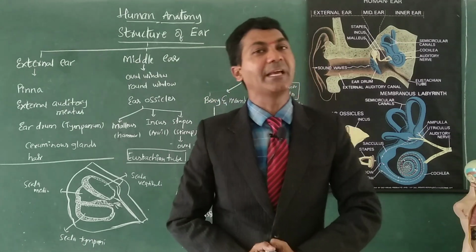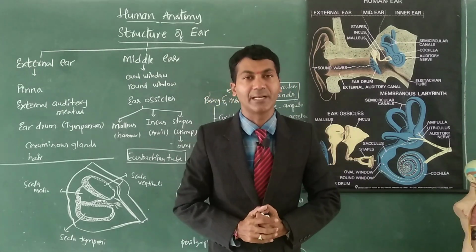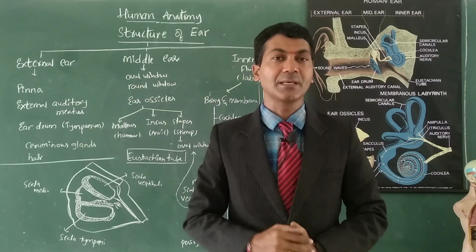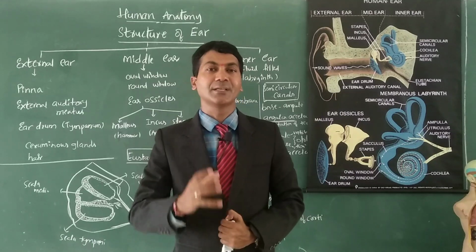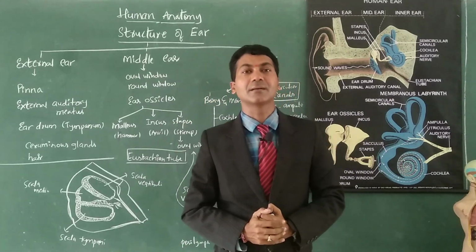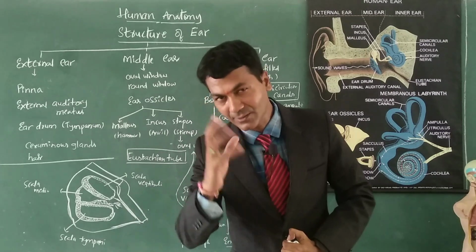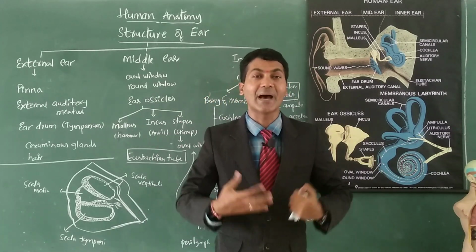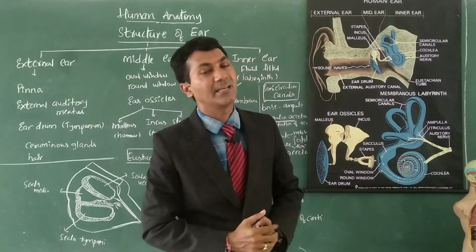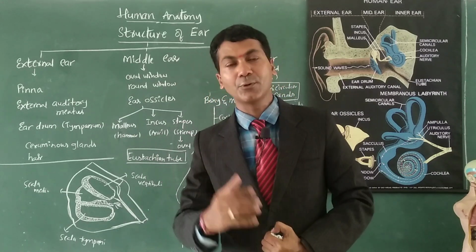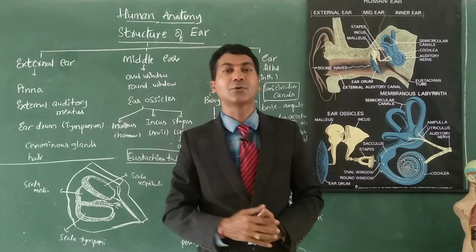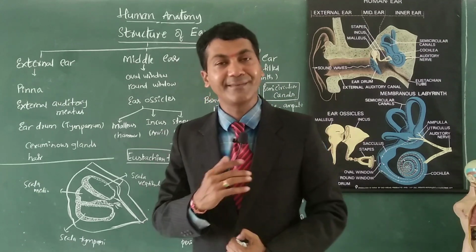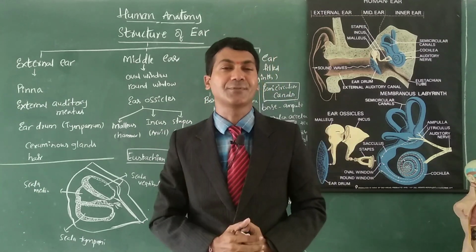Today I am going to explain you a wonderful part of human anatomy, that is structure of the ear. My dear students, as we know, ear is a sensory organ which is otherwise called statoacoustic sensory organ, which helps in balancing the body as well as hearing the sound. So before knowing how it functions, we have to know its structure, its anatomy. So in this class I am going to explain you the structure of ear.